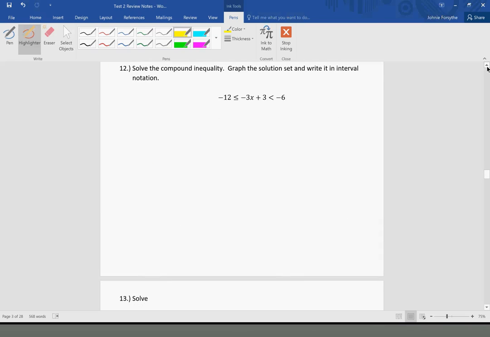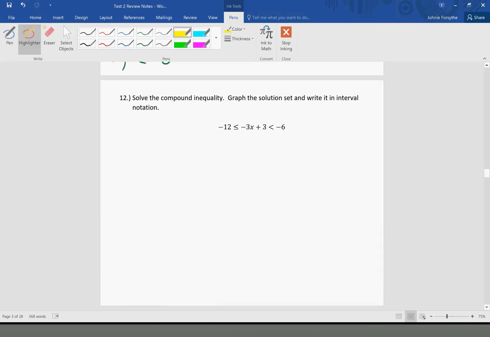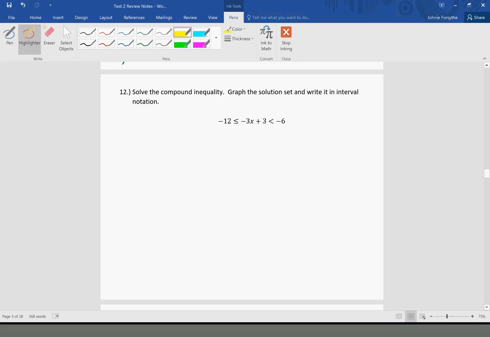Okay. Number 12. Solve the compound inequality, graph the solution set, and write it in interval notation. I don't think this should be on this particular test, but we'll go ahead and work it out. Okay, so I'm going to solve for x. I'm going to subtract 3 on all sides.